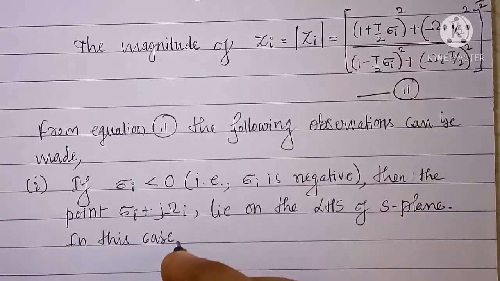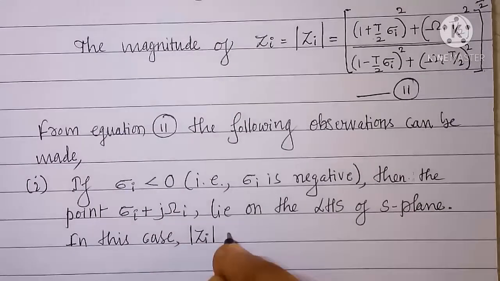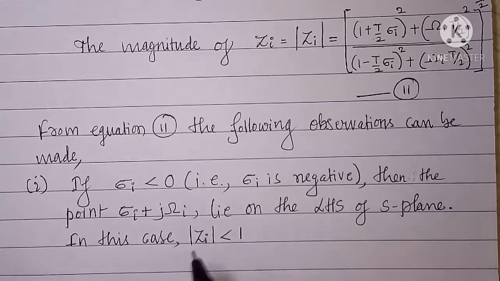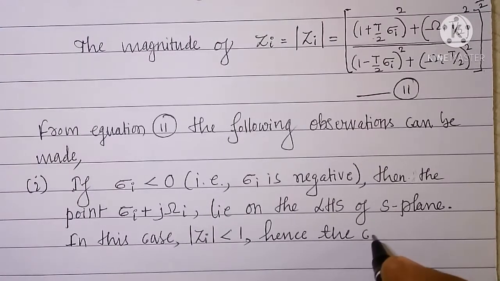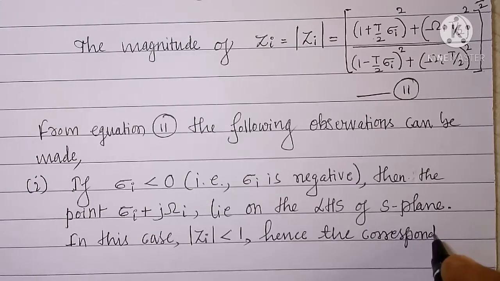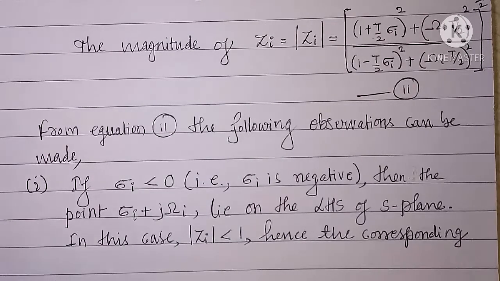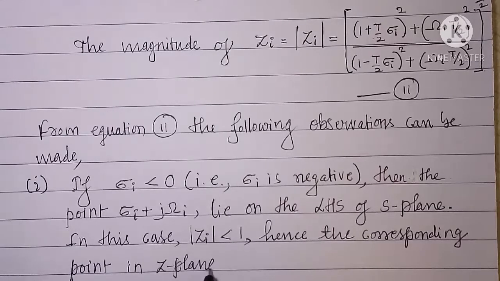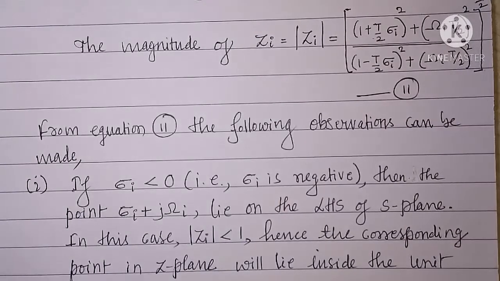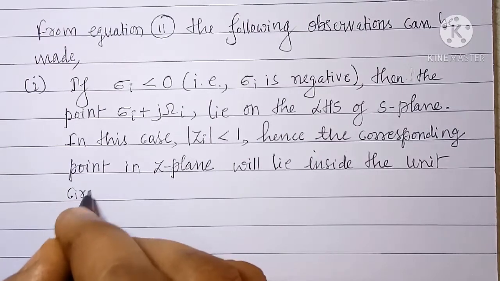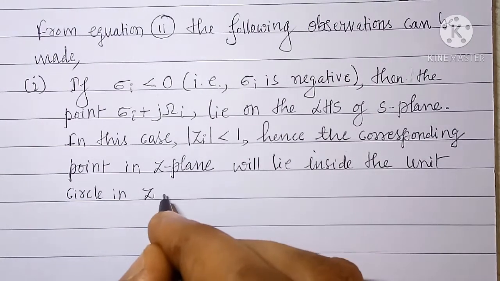In this case, magnitude of Zi is less than 1, hence the corresponding point in Z plane will lie inside the unit circle in Z plane.